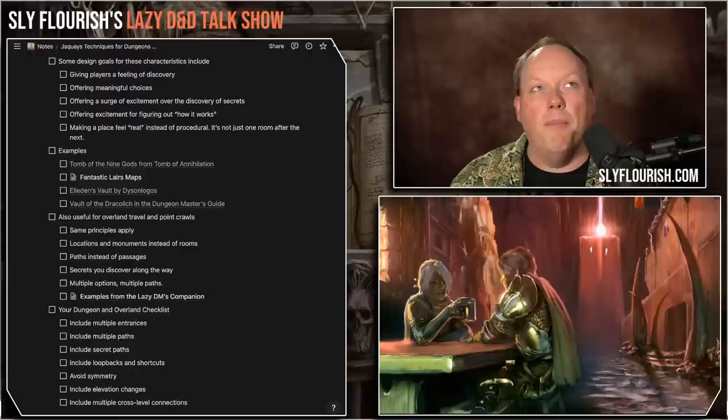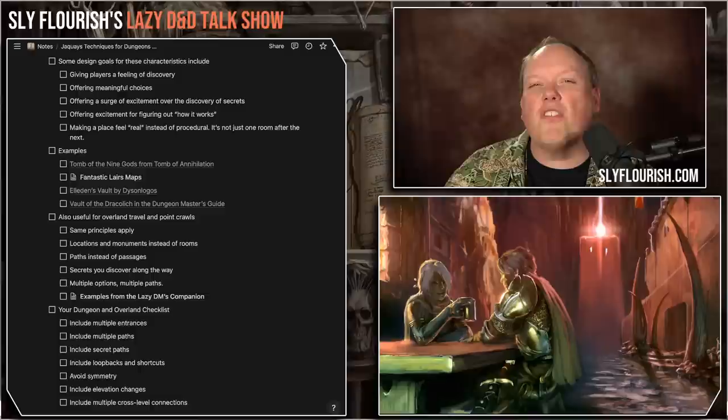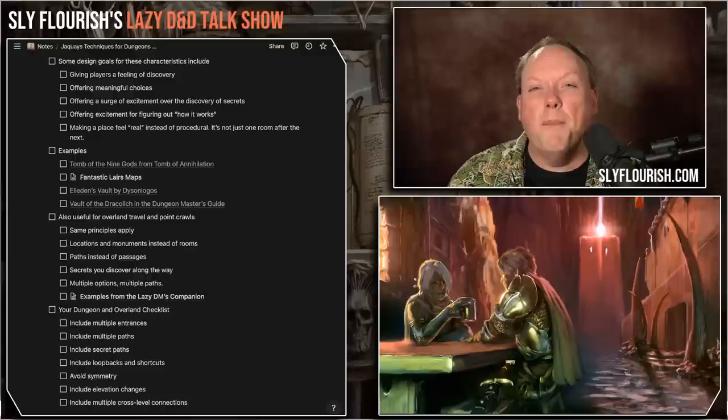This kind of design gives players the excitement of discovering secrets. Secret doors. Justin Alexander has another thing where he talks about discovering traps. And he says you want your players to discover 9 out of 10 traps, because discovering a trap is way more fun than stepping in one. You want to have sometimes where they step in a trap.